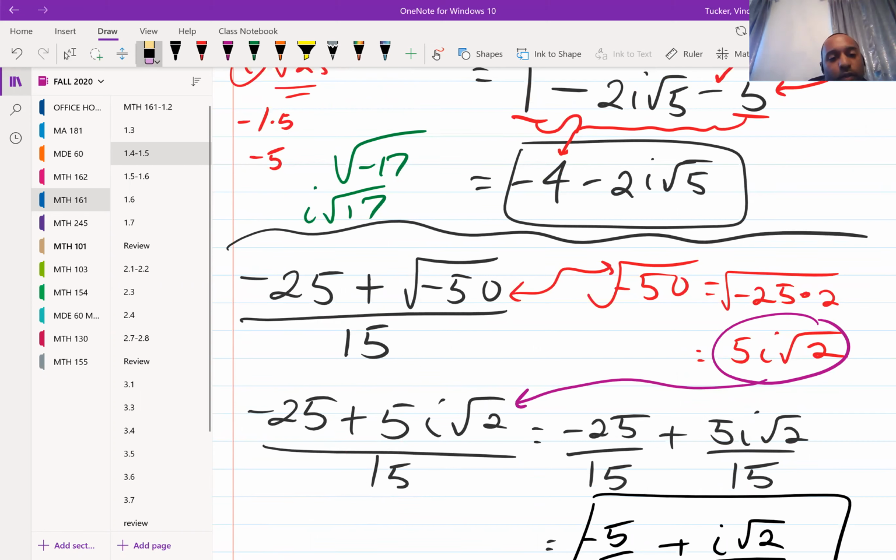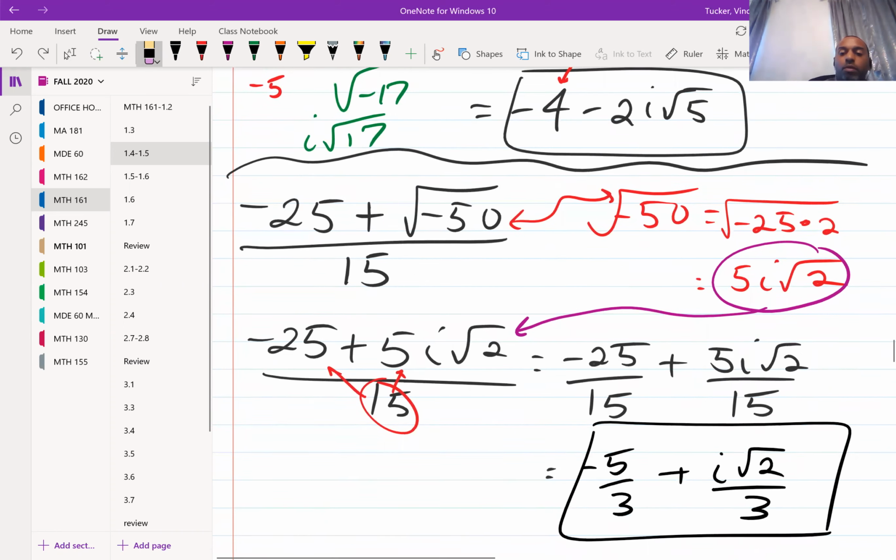So now we have -25 plus 5i square root of 2. And the next move is to break it up and to distribute that 15 that's in the denominator to each term in your numerator. And that's what we did over here. So that's why I have -25 over 15 plus 5i square root of 2 over 15. And then simplify that. In each case, you can divide both of them by 5. And that gives us -5 over 3 plus i square root of 2 over 3.